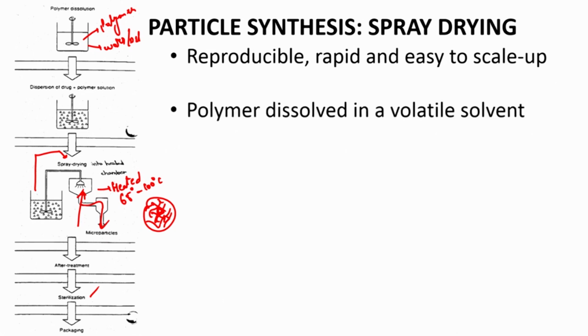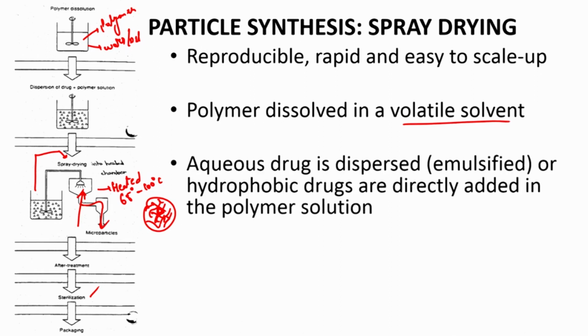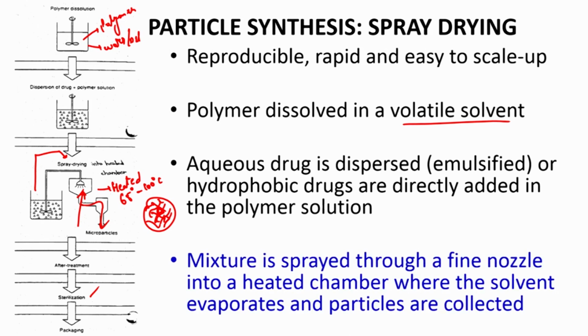As I said, the polymer is typically dissolved in a volatile solvent, and then the drug that you are trying to encapsulate is dispersed and emulsified. It could be a hydrophobic drug, or a hydrophilic drug which can then be directly solubilized in those oil based solvents, and then the mixture is sprayed through a fine nozzle into the heated chamber where the solvent evaporates and the particles are collected. Of course if I want to make smaller particles, I would need to ensure that this nozzle is actually very fine. Essentially the size of these droplets that are being formed in this chamber will be directly proportional to the size of the particles that you will get.